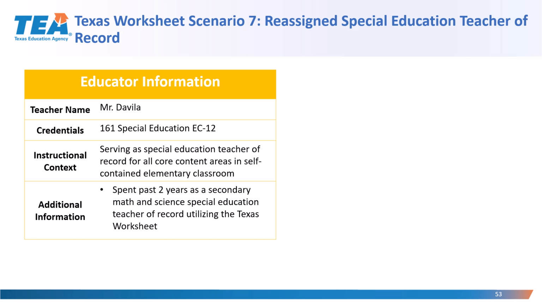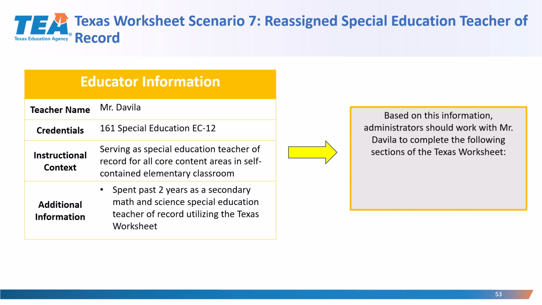Finally, we'll complete the worksheet for a special education teacher of record who is reassigned, Mr. Davila. Mr. Davila has taken and passed his 161 Special Education EC-12 exam and holds the Aligned Certificate. Mr. Davila will be serving as a special education teacher of record in all core content areas in a self-contained elementary classroom, and spent the past 2 years as a secondary math and science special education teacher of record who was utilizing the Texas Worksheet.